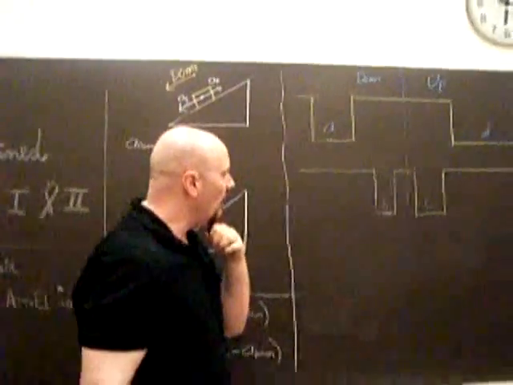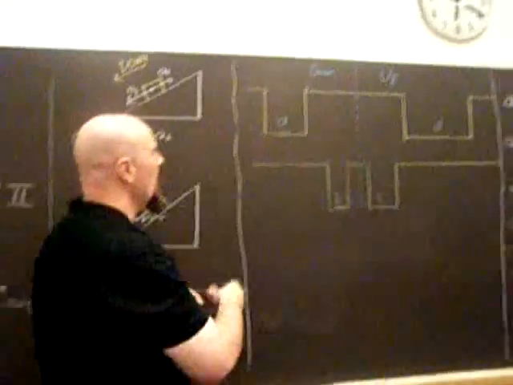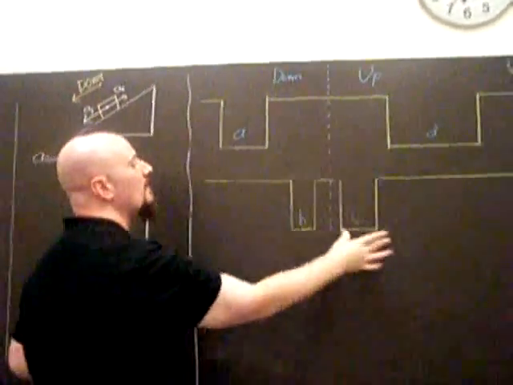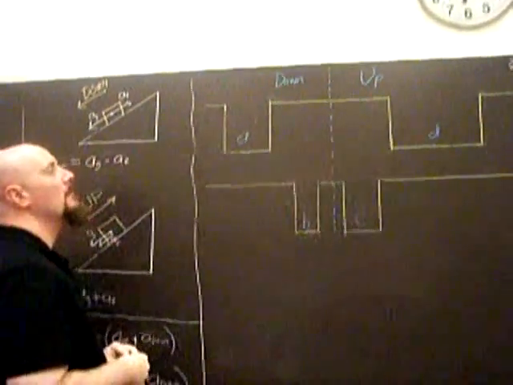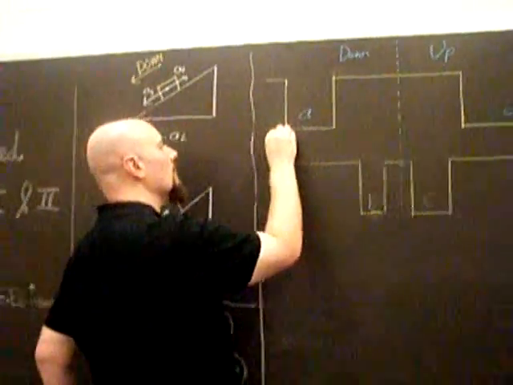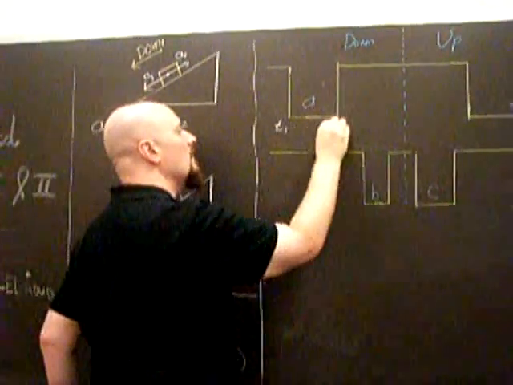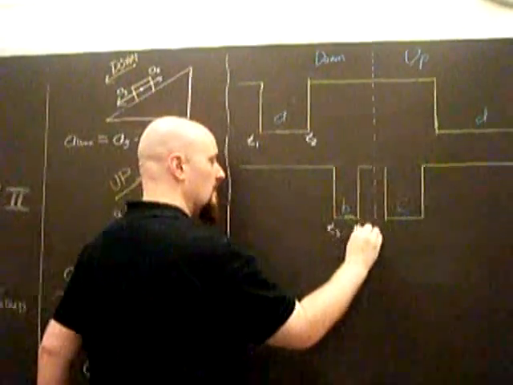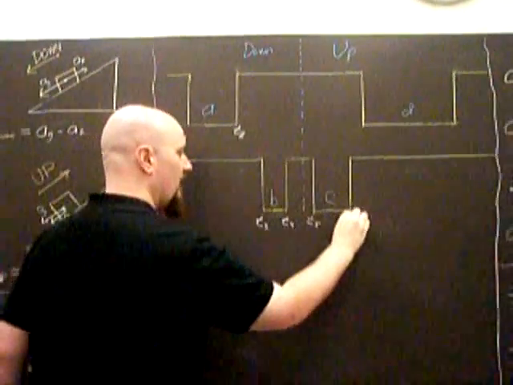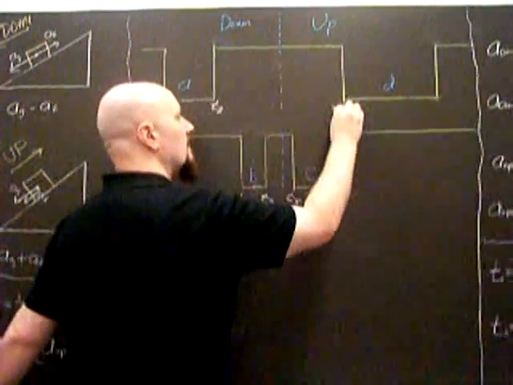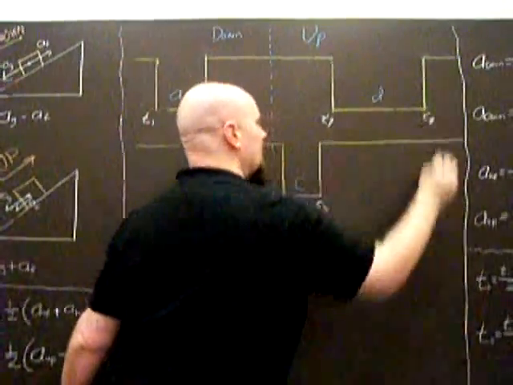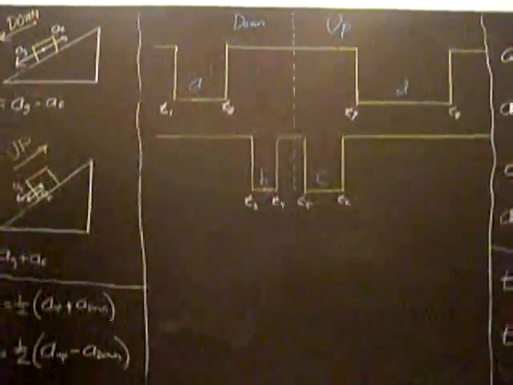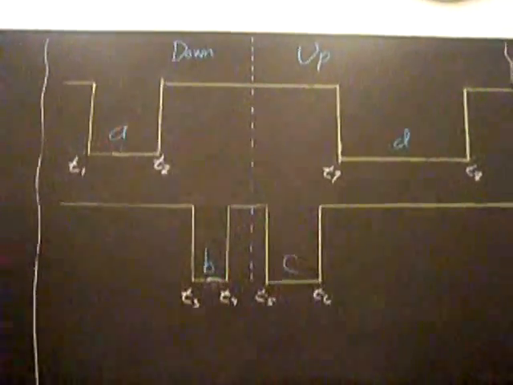So this is a blow-up of the graph we were just looking at, where this half is the times that are down, and then this half is when the glider is going up. So let's just go and label everything. All right, so this line right here is T1, T2, T3, T4, T5, T6, T7, T8. Great. That's a labeled time graph. Excellent.